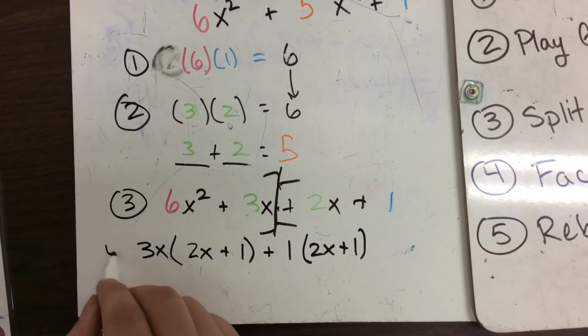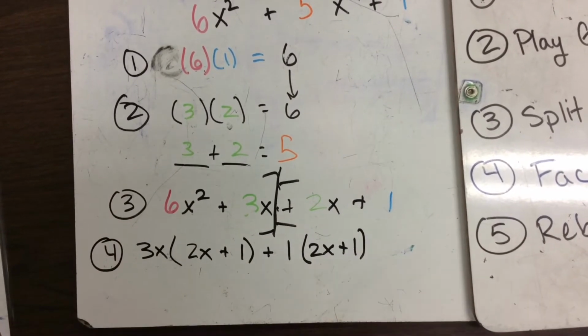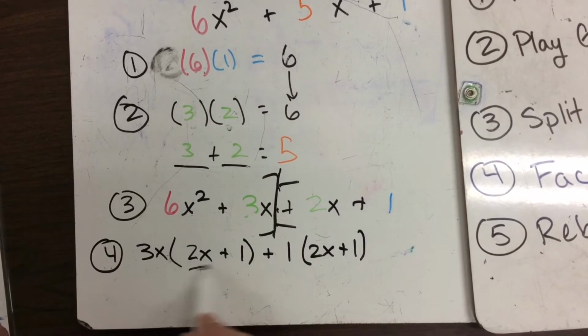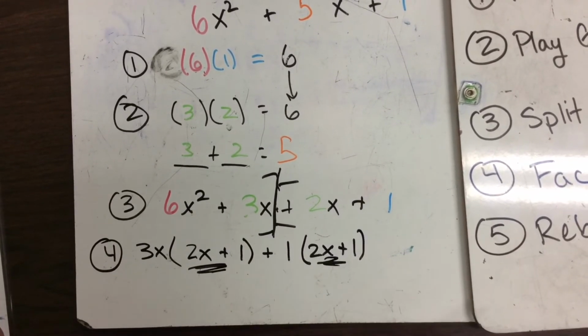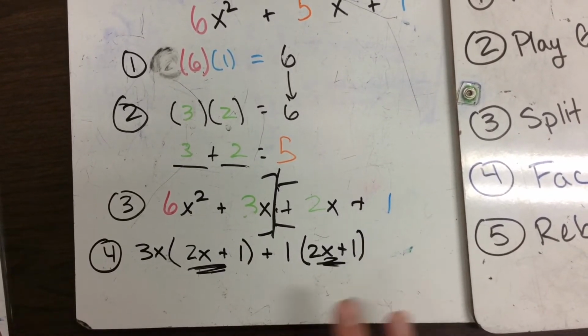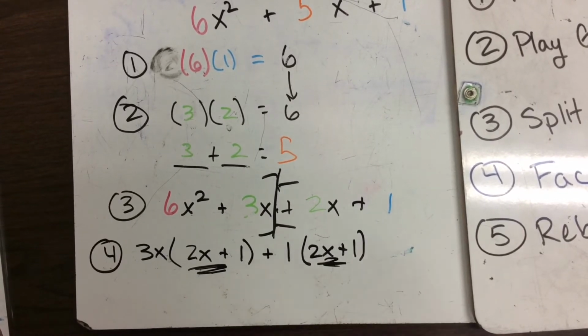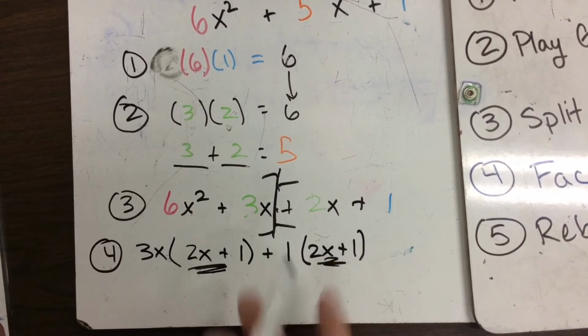At this point, step 4, you have a chance to check yourself. The things inside of the parentheses have to be the same. Okay, they have to be the same. If they're not the same, you've made a mistake somewhere. Maybe you flipped a negative, maybe you didn't pull out enough stuff, but nonetheless, you have to have the same stuff inside of the parentheses.